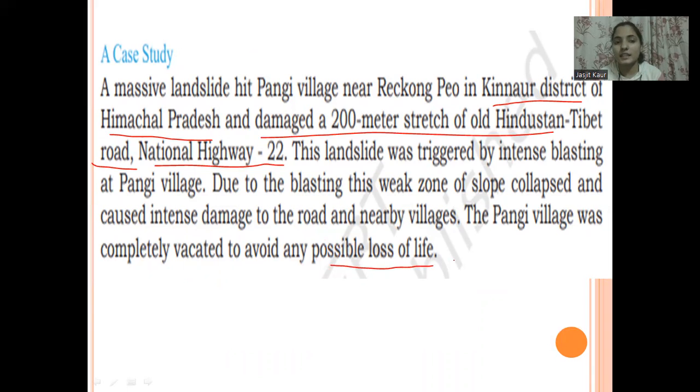So this is a case study related to Pangi village, and how the landslide further destroyed the people who were living in that particular area. Now you have to think and tell me in which different ways we can prevent this landslide, or save the people who are living in Pangi village. Suppose you are stuck in Pangi village and a landslide happens there. What do you think? What different ways have people adopted to save their lives? You can write your answers in the comment section.